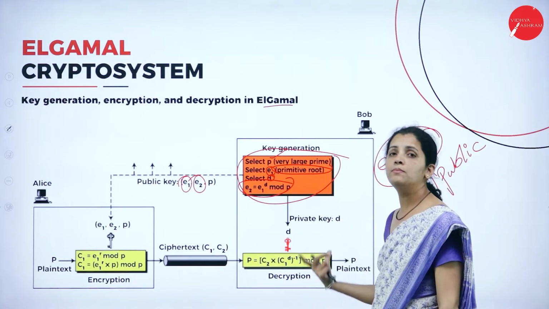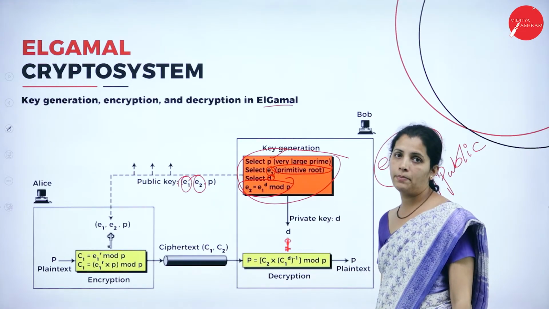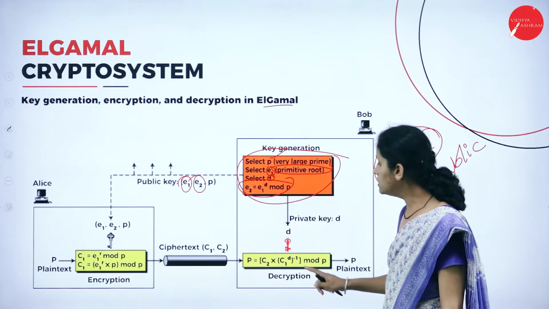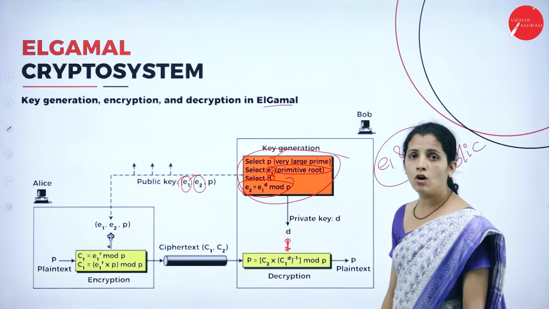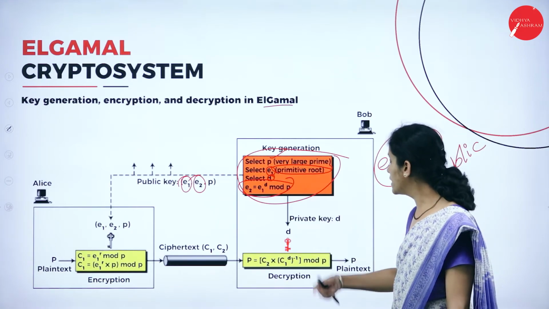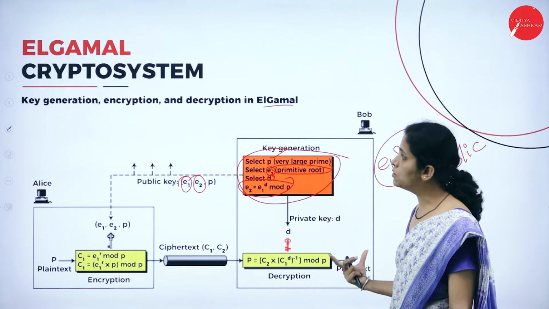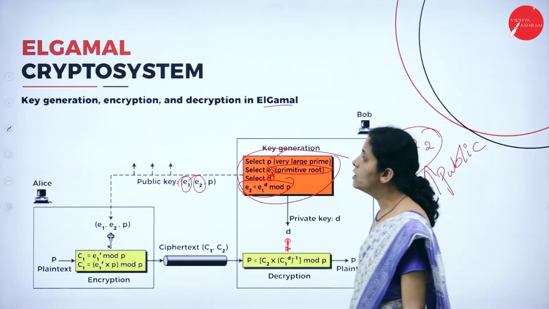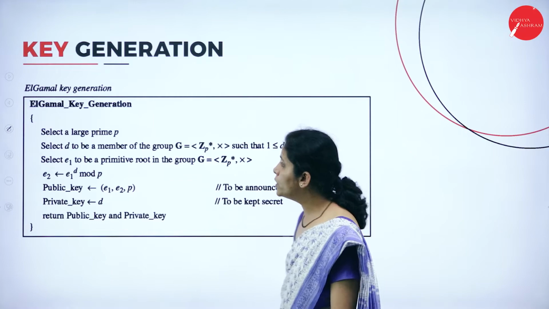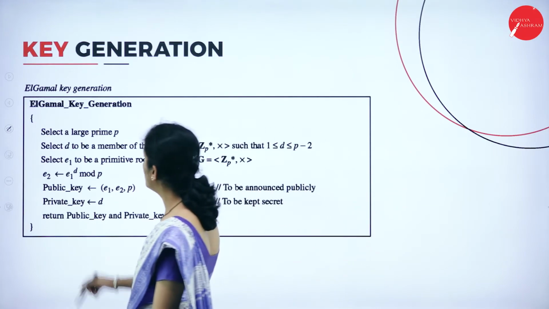Now the receiver Bob is going to receive the ciphertext and he's going to apply the decryption algorithm in order to get the plain text. So this is the way the ELGAMAL crypto system is going to work. Now I'm going to have the key generation algorithm.